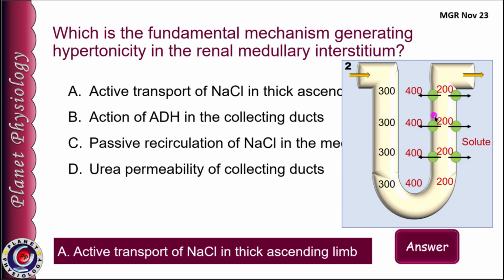This is the first step in the countercurrent multiplier mechanism that generates an osmotic gradient between the medullary interstitium and the descending limb of the loop of Henle, which induces osmosis.